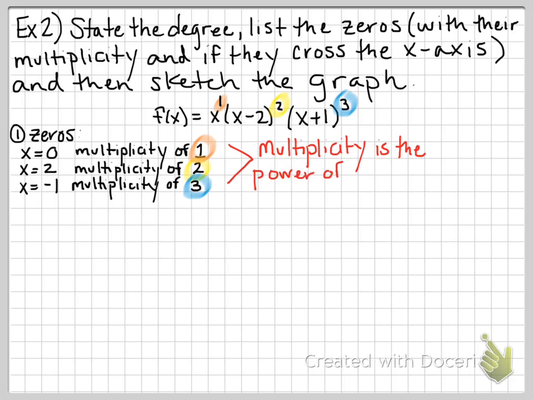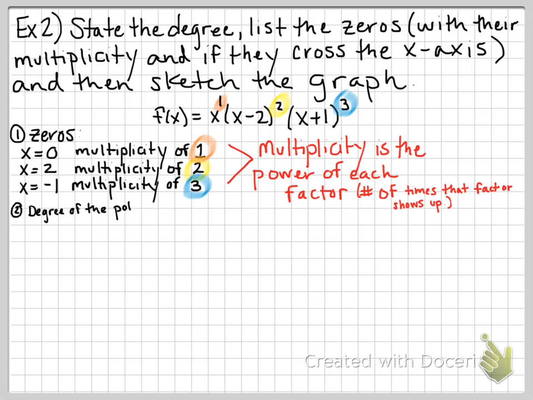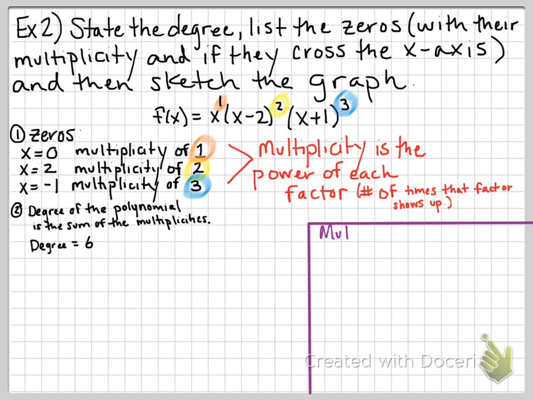Like I said, multiplicity is the power of each factor. The degree of this polynomial would be 6 because it's the sum of the multiplicities. So if we look at this, x equals 0 had a multiplicity of 1, x equals 2 had a multiplicity of 2, so far it's a degree 3, and then the last one, x equals negative 1, had a multiplicity of 3, so it would be a total degree of 6.